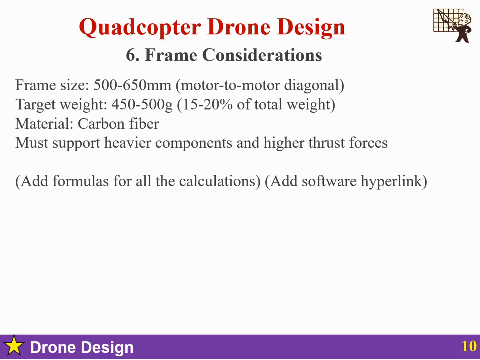The design features required are: first, vibration damping systems for camera mounting. Second, reinforced motor mounts to handle higher thrust forces. Third, protected wiring channels for the more complex electrical systems. Fourth, modular payload mounting systems. And fifth, potentially retractable landing gear for unobstructed camera views. The frame must also accommodate large ESCs, bigger batteries, and more sophisticated flight controller systems. Component integration becomes a significant design challenge.